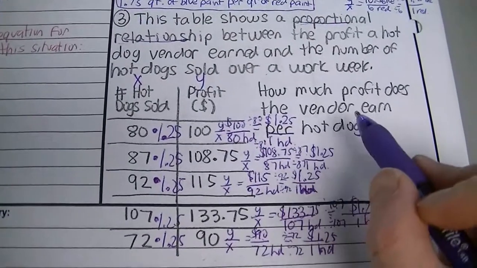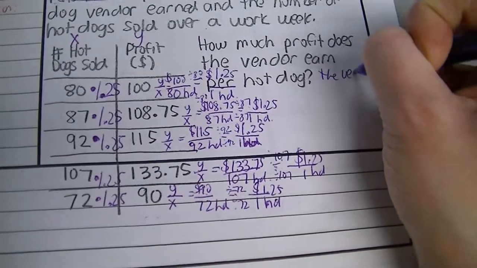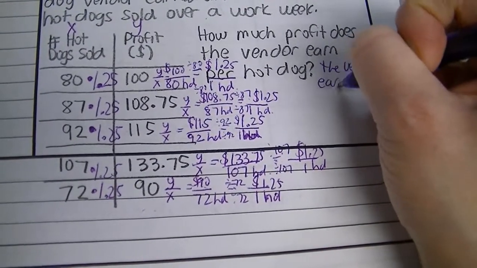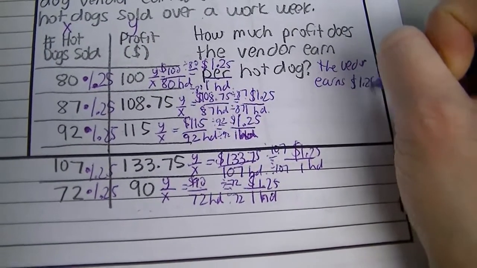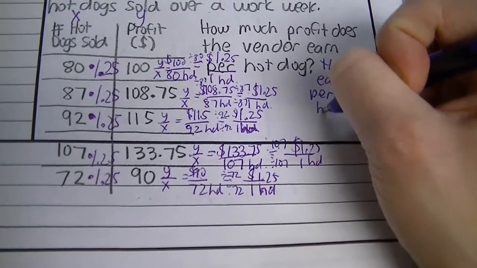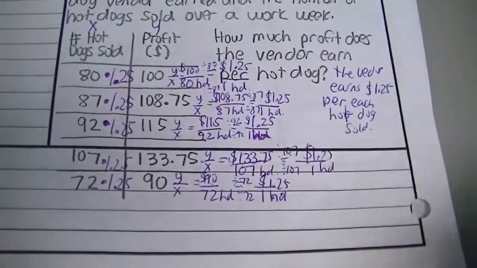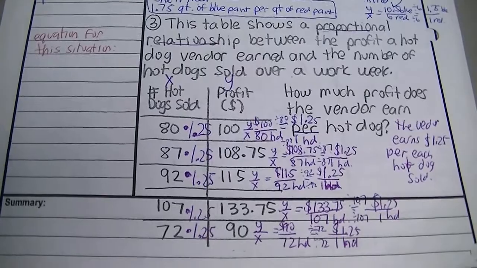So, how much profit does the vendor earn per hot dog? The vendor earns $1.25 per each hot dog sold. Okay, so let's see if you can figure out the equation right here.